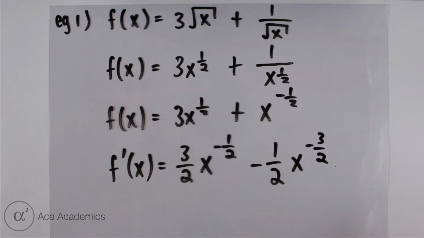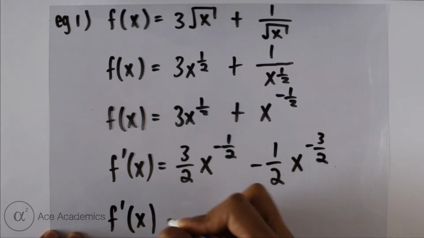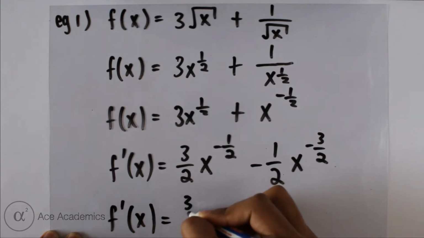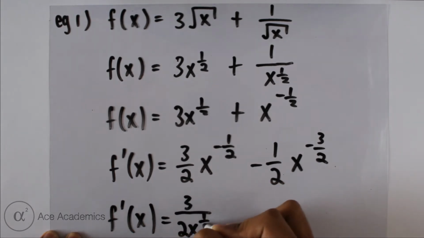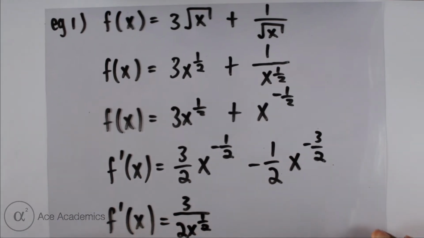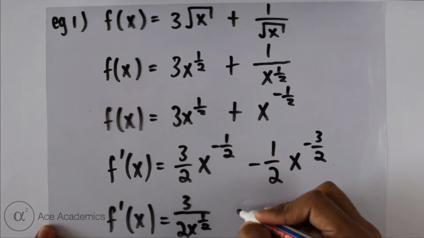We might, depending on the question, be required to present our answer with positive exponents and no fraction exponents. By taking the x to the power negative half to the denominator, the exponent becomes positive. And we can do the same thing with the second term.